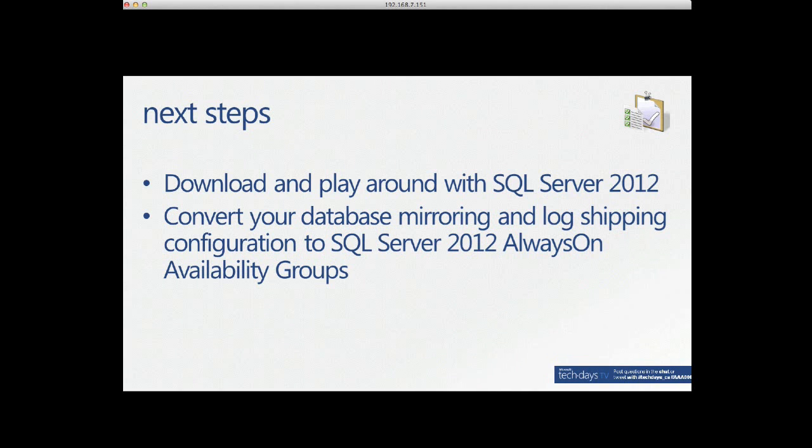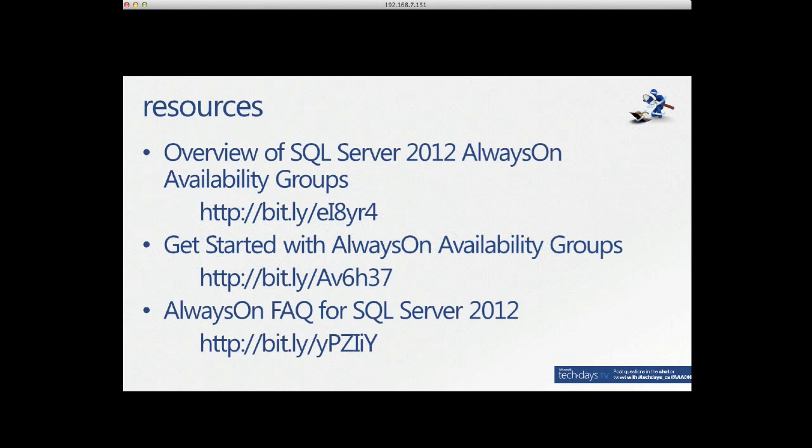Next steps, SQL Server 2012 RC0 is available. You can download and play around with it. Try converting your database mirroring and log shipping configuration to SQL Server 2012 Always On availability groups, similar to what I've done in the presentation. And have a look at these specific URLs on what Always On availability groups are, how to get started with Always On availability groups, and you can check out the Always On FAQ for SQL Server 2012.